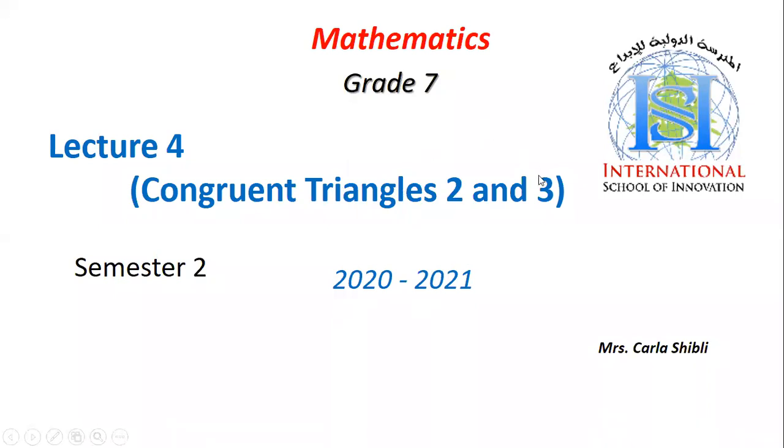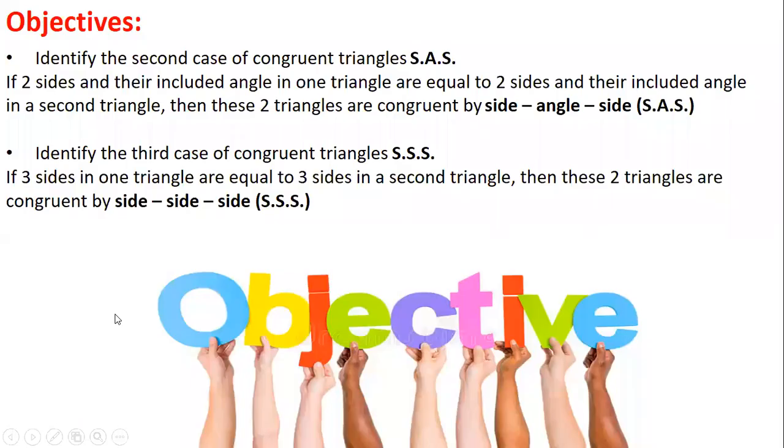After we finish, we would have taken everything related to congruent triangles. We'll be done with congruent triangles 1, which was the case of ASA or angle side angle. Today we'll talk about congruent triangles case 2 and case 3 in semester 2. First, as we usually start, we'll start with the objectives.